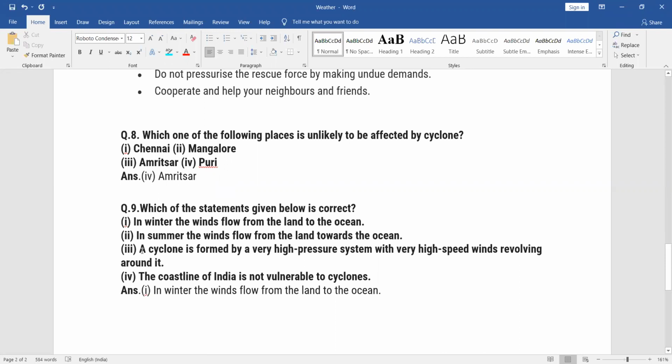If you look at the next option, the cyclone is formed by a very high pressure system with very high speed revolving around it. It is also false, because if high speed is there, then the pressure is low. Coastline is vulnerable to the cyclone, so a cyclone may be there. So the fourth option is also not correct. Only the first option is correct. This is all related to our chapter, that is wind, storms, and cyclones. So just complete your work with the help of this video.